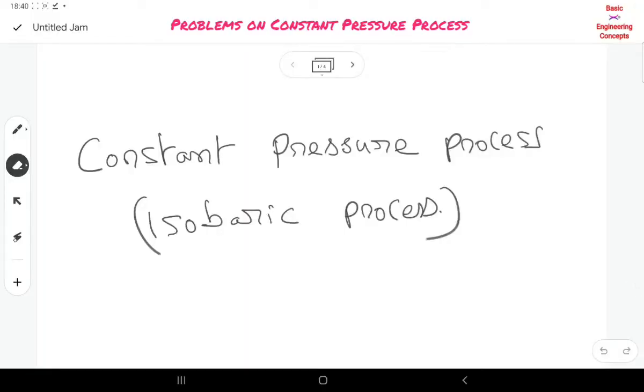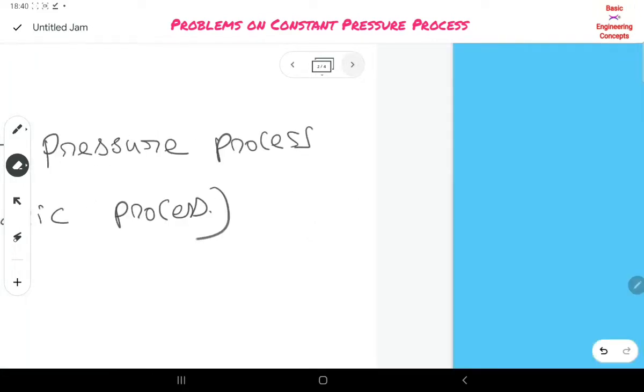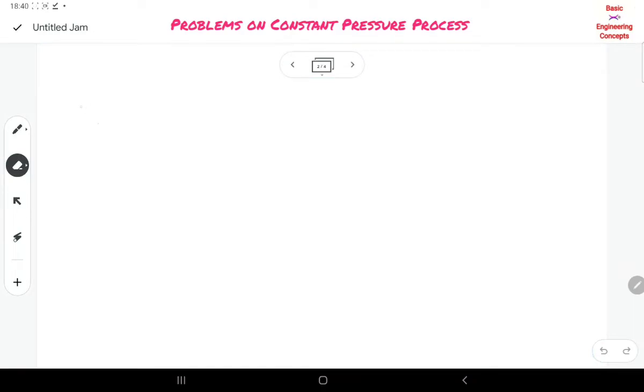So in this class I want to explain to you about the constant pressure process. There are problems on the constant pressure process. So before going to solve the problems, I want to explain the basics of the constant pressure process. In a constant pressure process, pressure is maintained constant.